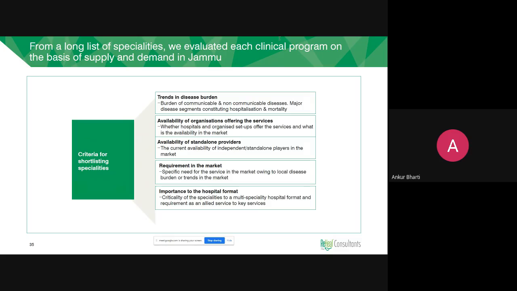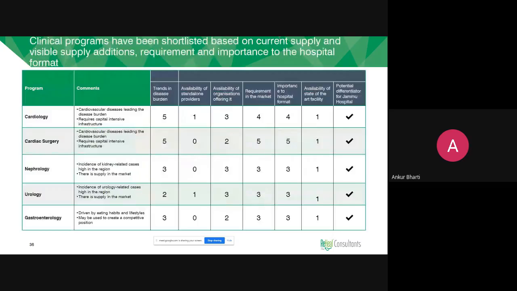Defining the criteria for shortlisting the specialties. Availability of doctors was a very important component when we were choosing the specialty. Because one of the answers we got in Jammu from almost all the providers is that you can come up with a great building, you can buy the costliest of equipment, but the doctors are not willing to come to Jammu.